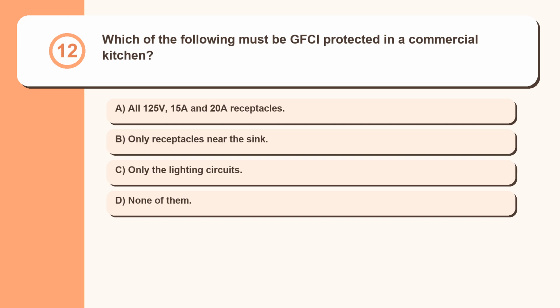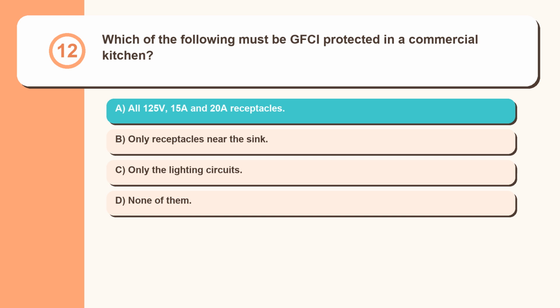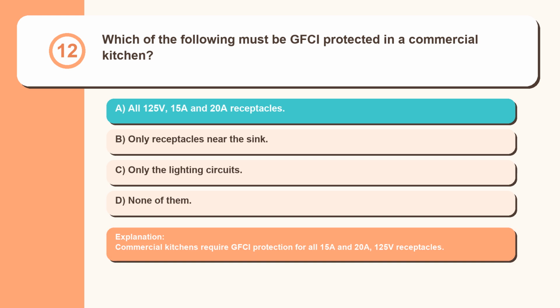Question 12. Which of the following must be GFCI protected in a commercial kitchen? All 125V, 15A and 20A receptacles. Only receptacles near the sink. Only the lighting circuits. None of them. Commercial kitchens require GFCI protection for all 15A and 20A, 125V receptacles.